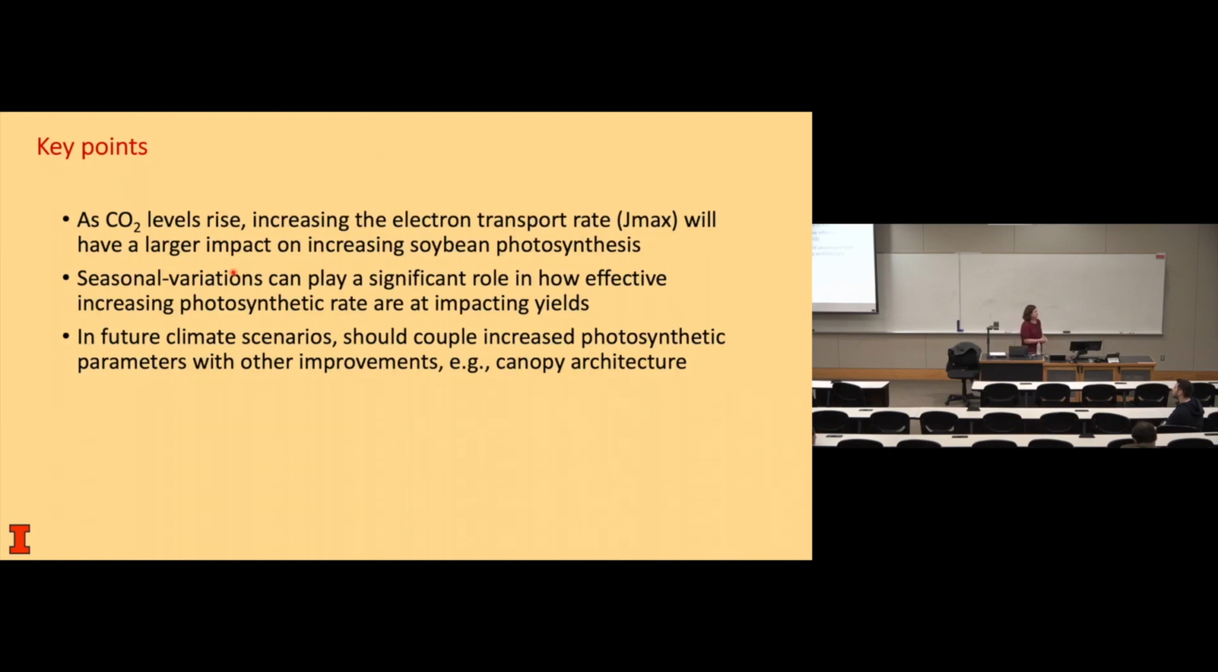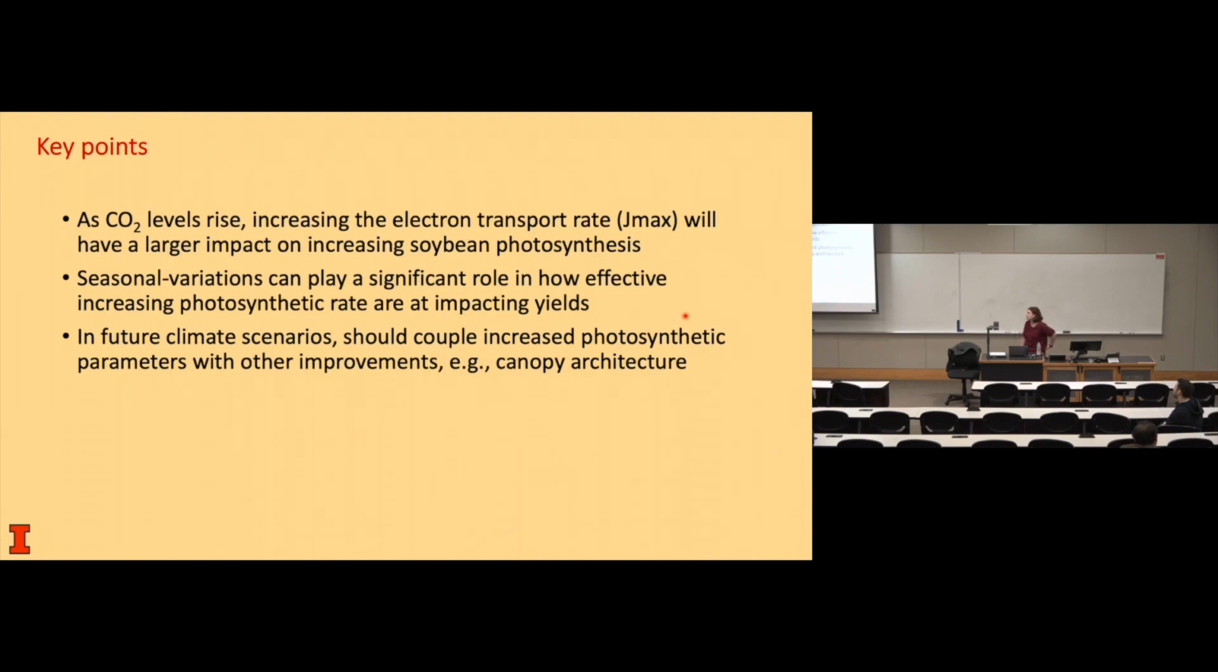And so just some key points from this part of the talk: as CO2 levels rise, increasing the electron transport rate is going to have a much larger impact on increasing soybean photosynthesis, to the point that you could even decrease a little bit the Vcmax parameter, reallocate some of those resources elsewhere, without seeing a negative impact on the photosynthetic rates.